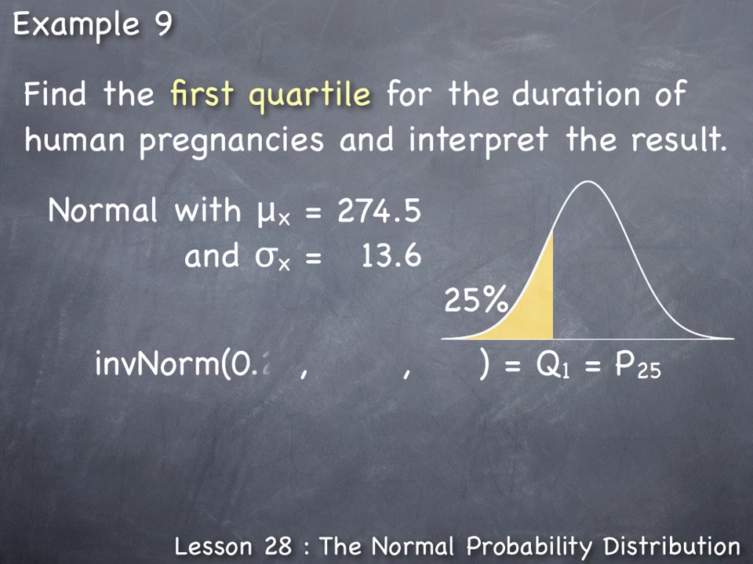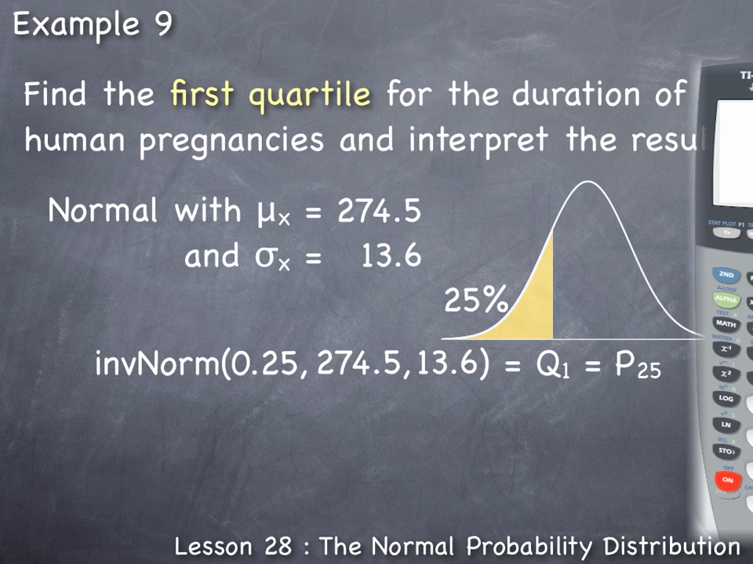25% in decimal form is 0.25. Comma, the next two numbers that are entered into the inverse norm command are the mean, mu sub x, and the standard deviation, sigma sub x. Here, the mean was 274.5, and the standard deviation was 13.6. Now, entering this command into the TI-84 calculator, we can find our result.